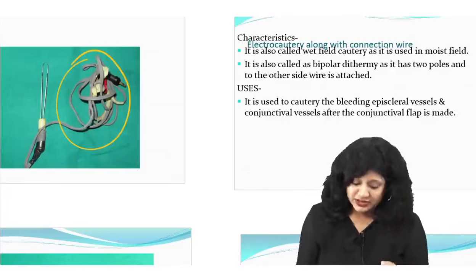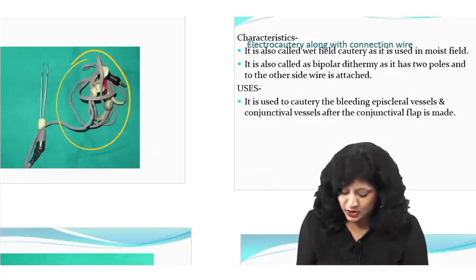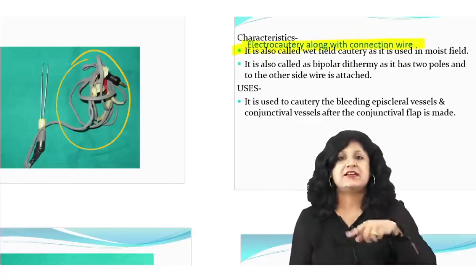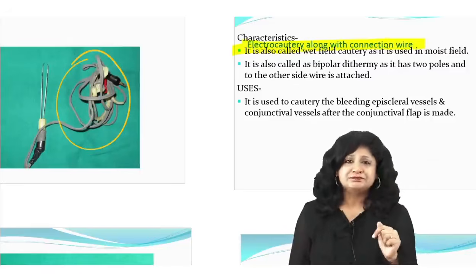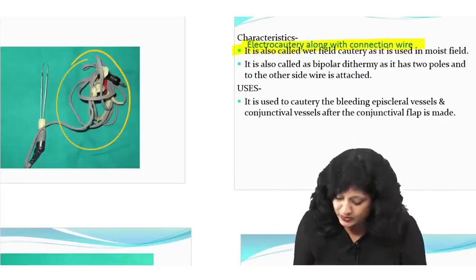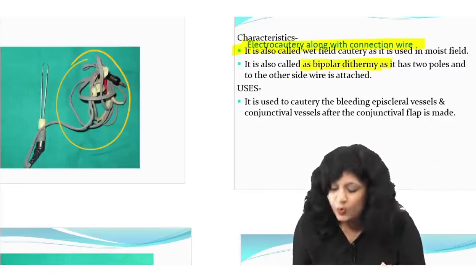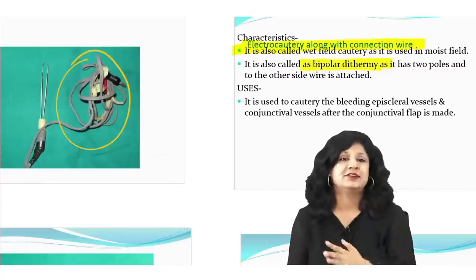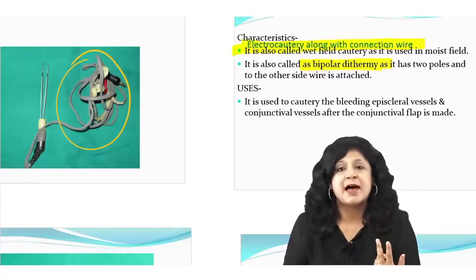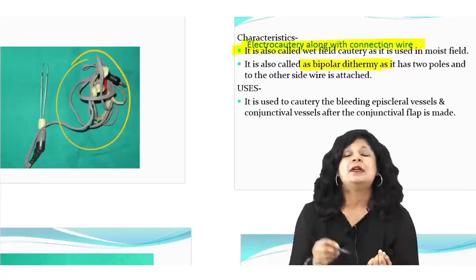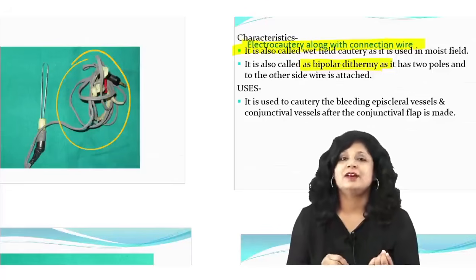So how will you achieve the hemostasis? For this we are using the electrocautery, and this is given along with this wire. Sometimes we also call it bipolar diathermy. Bipolar means it has got two poles, and on both the sides the wire is there. That's why it is called bipolar. So whenever you are making a conjunctival flap and there is bleeding from there, you are using it.